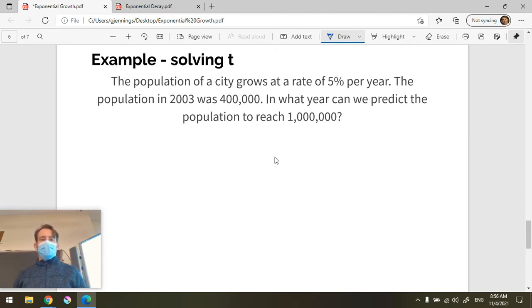Example, solving for t. The population of a city grows at a rate of 5% per year. The population in 2003 was 400,000. In what year can we predict the population to reach 1 million? Okay, so here we go. This is how we can solve this type of question. A is a function of t, a function of time. We want to set up our equation.